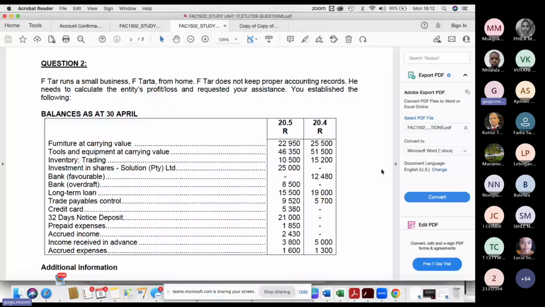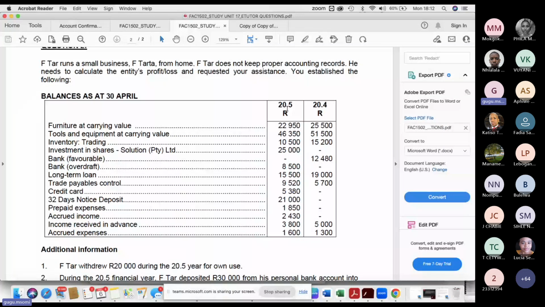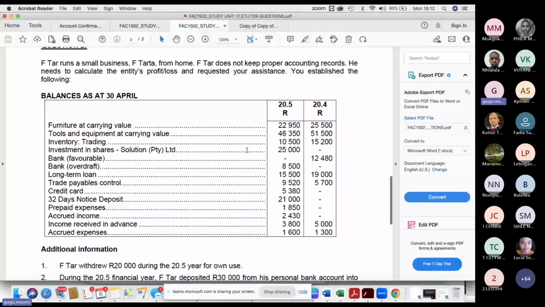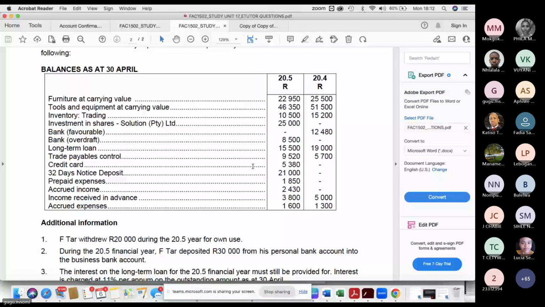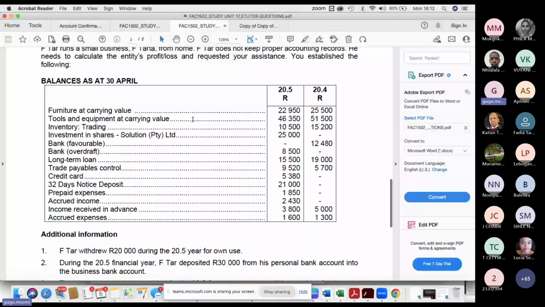Question 2 starts: FTAR runs a small business from home. FTAR does not keep proper accounting records. He needs to calculate the entity's profit or loss and requested your assistance, and you have established the following. This is a list of all the balances for 2005 and 2004, and then there's some additional information as well. In a test environment, you would list these and say, okay, I know this is an asset, I know this is a liability, so that it's easier for whatever other questions they ask you.